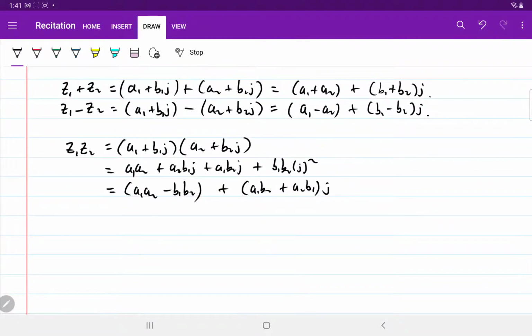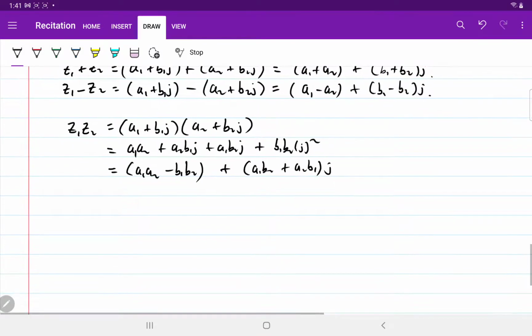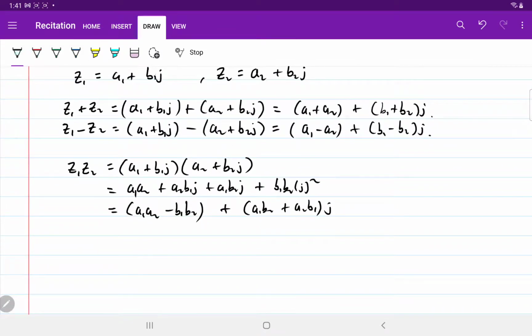Now the third one is about the quotient. What is z1 divided by z2, for example? To find the expression for z1 divided by z2, we need to discuss the complex conjugate first. So what is the complex conjugate?